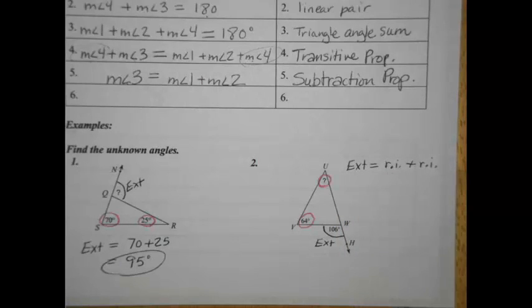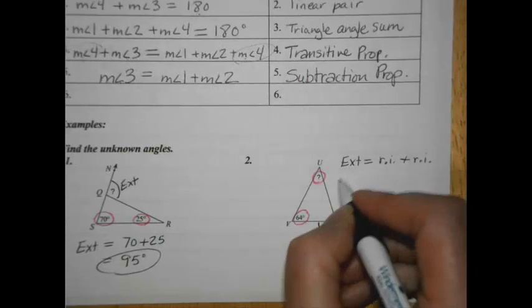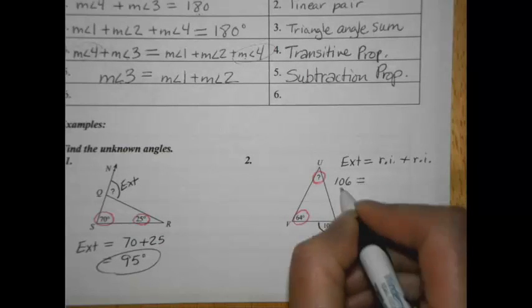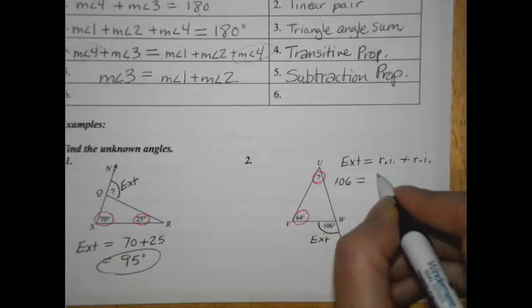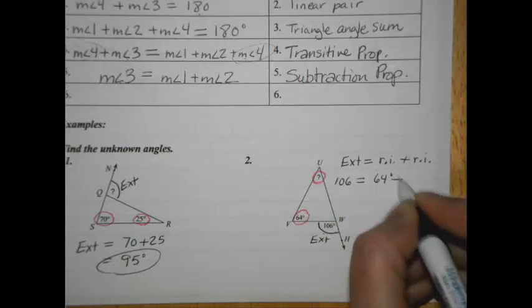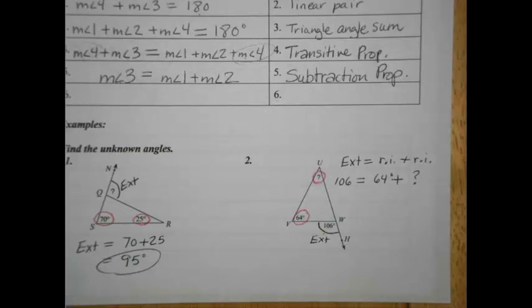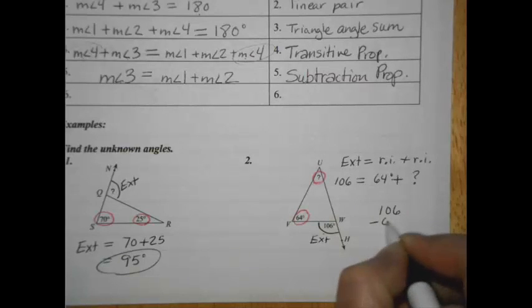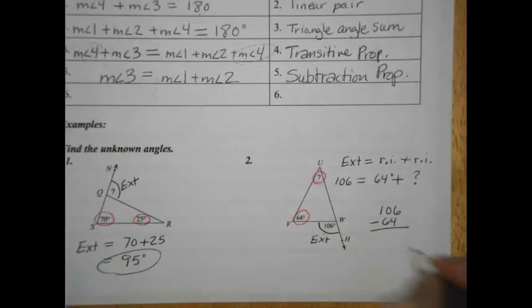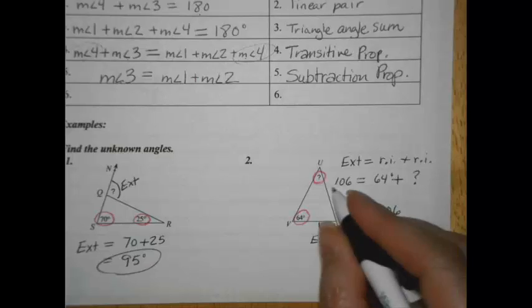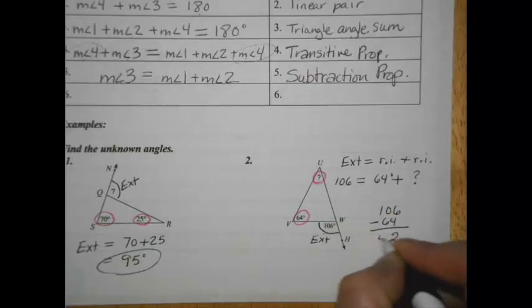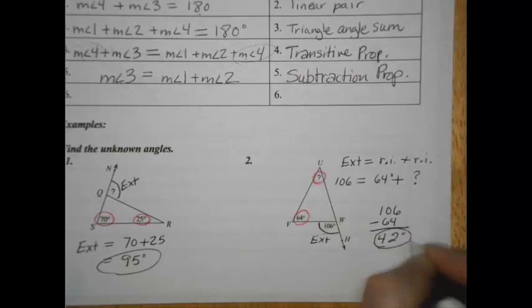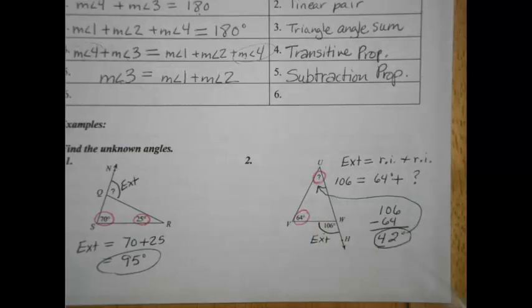But in this case, I don't know one of them. Instead, I know that's 106 total. 106 total has to come from the 64 degree angle plus the question mark angle. So the way you would do this is you say, okay, I got 106 total. I'm just going to take away the 64 and see how much is left over for the last angle, that second remote interior. So subtracting those, I'm getting 42 degrees. So 42 degrees is the second of the two remote interior angles. Right there.